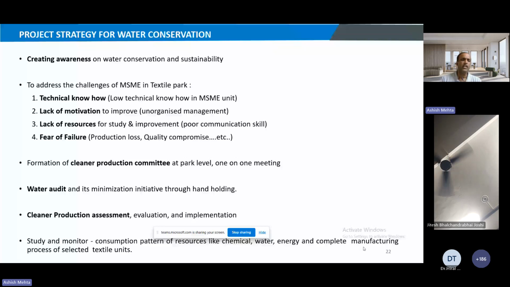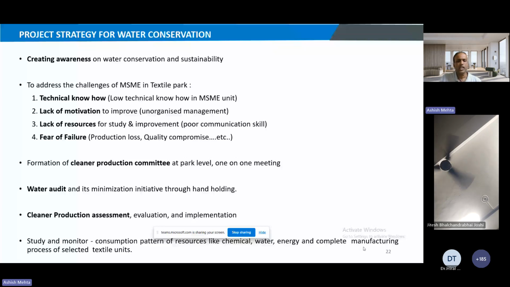They had low technical know-how, low motivation and resources. There was a fear of failure on their part. So it was very necessary that we support them. So we formed the cleaner production committee, and carried out a water audit and cleaner production assessment for them.